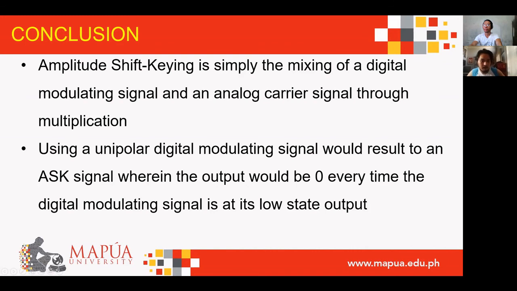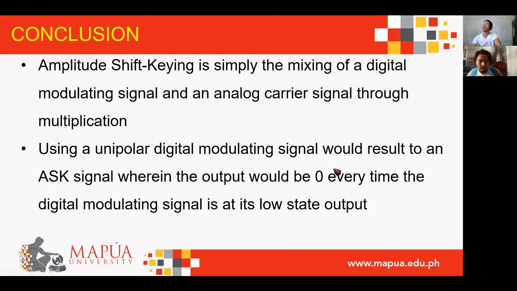So in conclusion, amplitude shift keying is simply the mixing of a digital modulating signal and an analog carrier signal through multiplication. Even if the block diagram created in this activity seems simple, since it only used a sine wave generator, pulse generator, product block, and 3 scopes, the actual circuit could be really complex since MATLAB only made it easy by providing blocks. But in reality, generating and mixing the signals would require a design of combinations of different electronic components such as resistors, op-amps, capacitors, and etc.